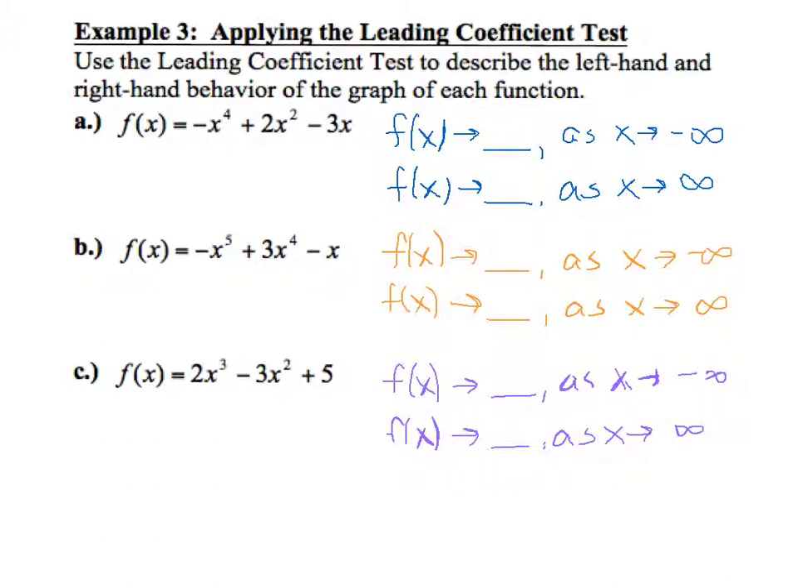Alright, so if you look at where you have an even degree, you have a negative out front, that means that your graph is going to be opening down. So that means that both of your y values are going towards negative infinity.